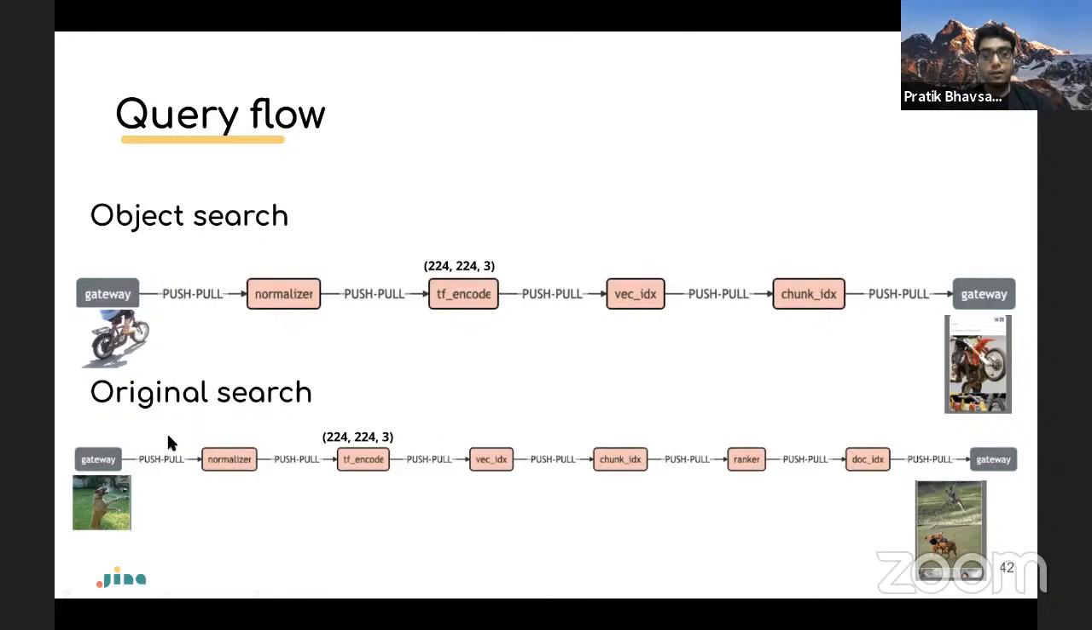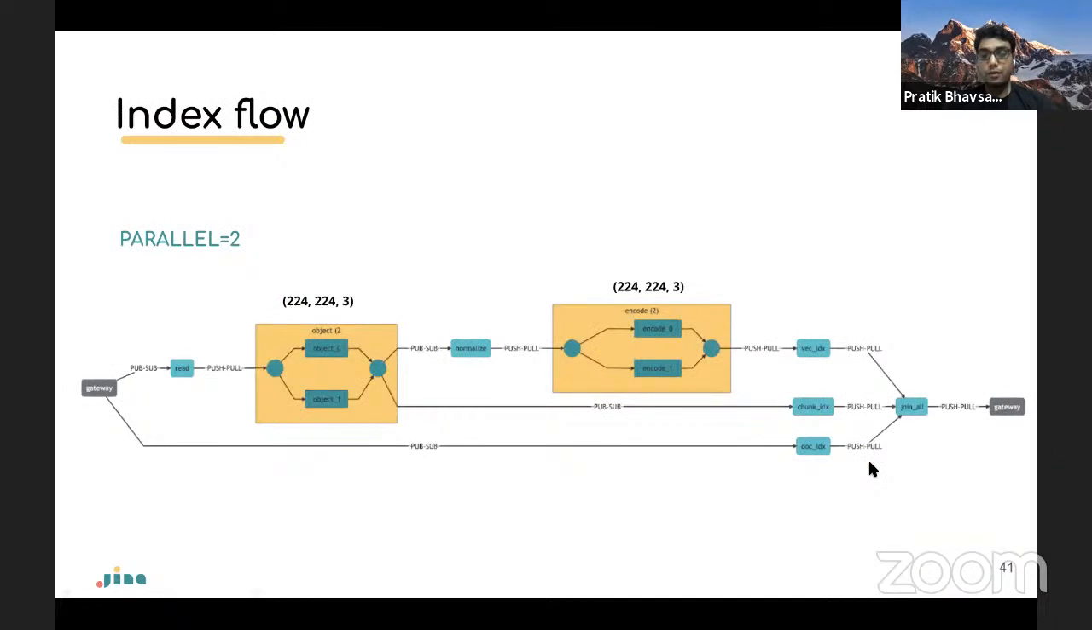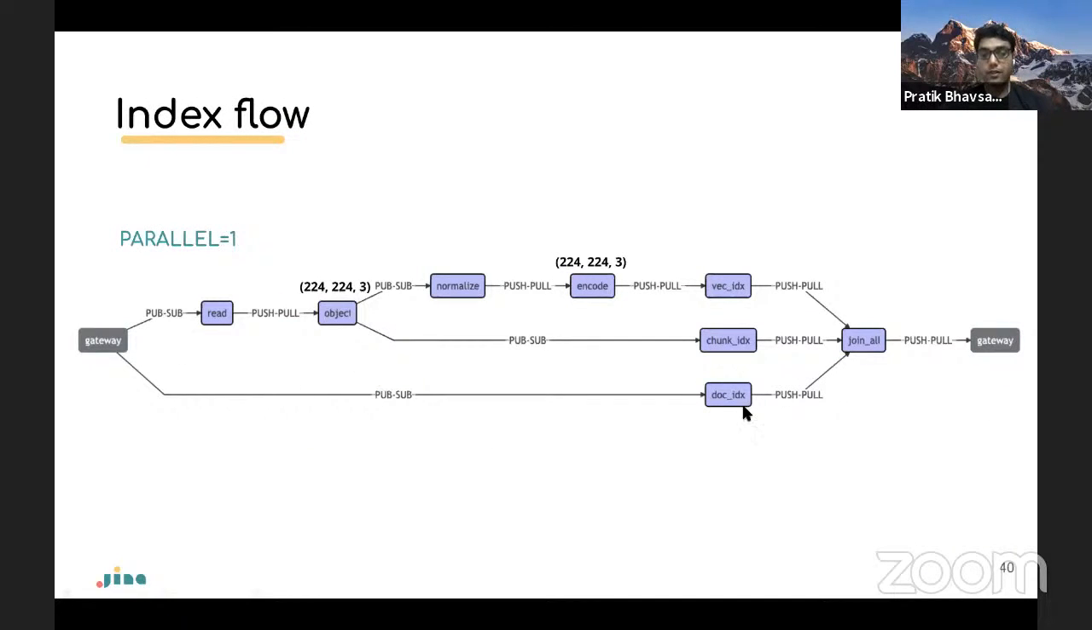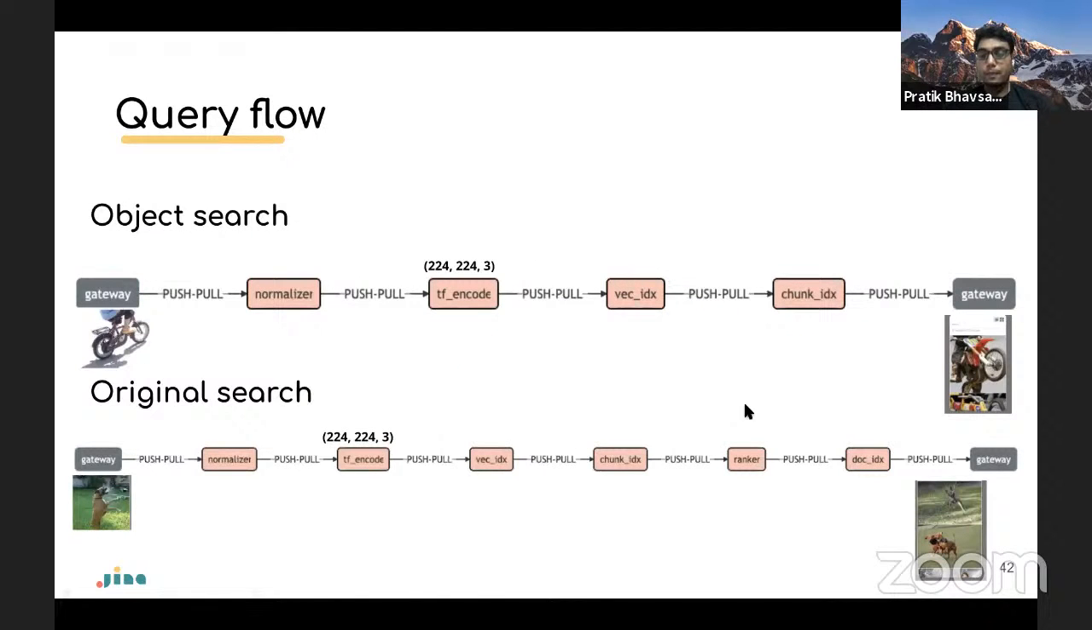While in this one, original, you do the same steps: normalize, encode, vector, chunk, and then you have this ranker, chunk to doc rank driver. Once you have the doc ID, then you do the original doc retrieval in the flow, doc idx, which was this one. This was the chunk which we are referring to in the chunk retrieval, and this is the one we are referring to in the original retrieval. So you get the original doc ID.